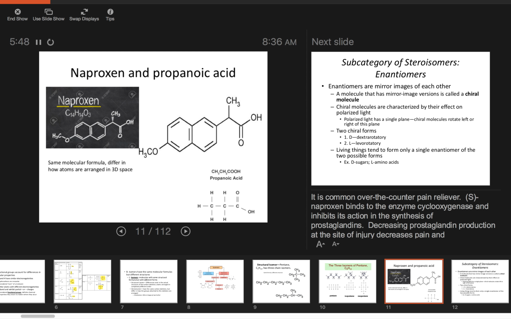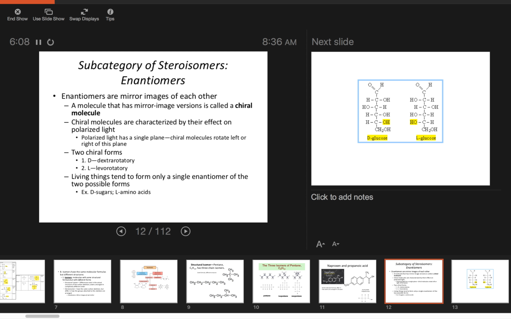Naproxen is actually a pain reliever, and propanoic acid is a very smelly odor that your body can also give off. And then sometimes they use propanoic acid for like cheese flavors too. So kind of weird. I'm going to talk about naproxen later on in the next couple slides here.